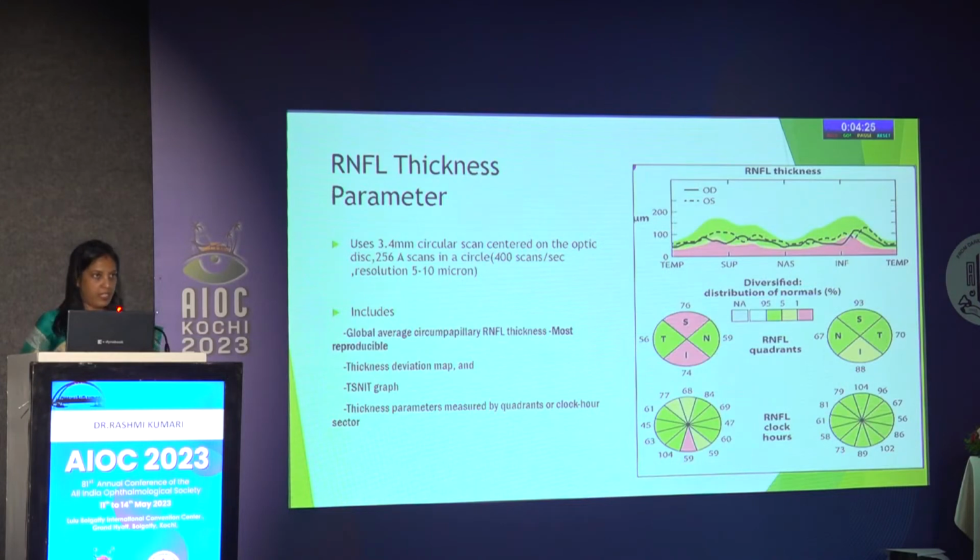Second is the TSNIT graph. That is the scanning done from temporal to superior, nasal, inferior, and again reaching the temporal, when it is plotted in a graph. And the thickness parameters are even represented by quadrants, clock hours, or sectoral graph. So all these parameters, sub-parameters rather, in RNFL analysis need to be taken care of. How do we use them?